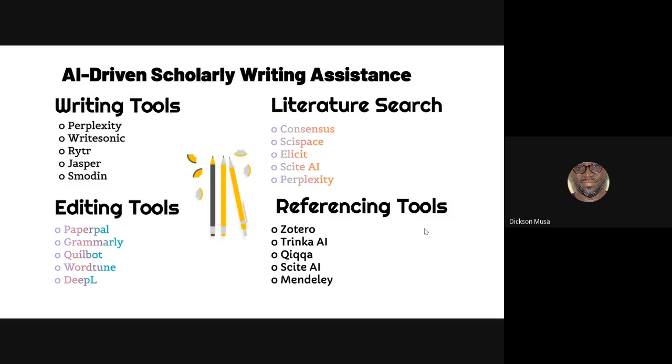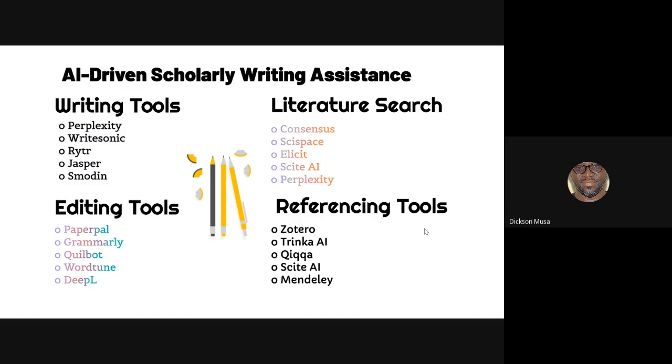Then we talked about literature search. There are several AI tools that can be used for literature search, and they include Consensus, SciSpace, Elicit, CiteAI, and Perplexity again. We mentioned Perplexity as a writing tool. It can also be used for literature search.